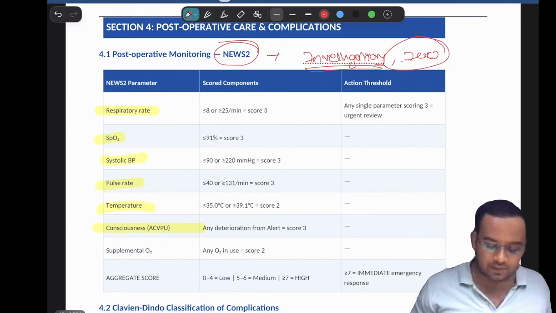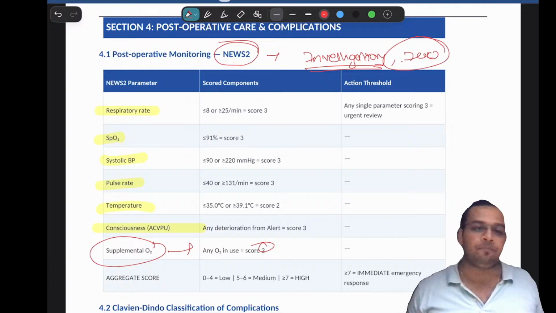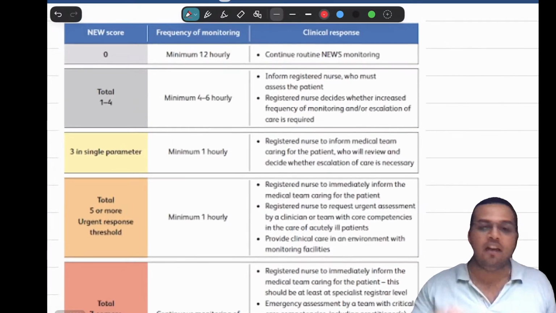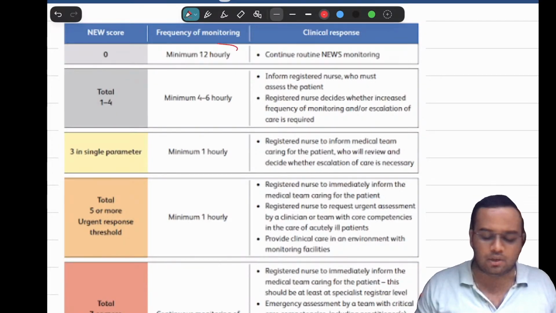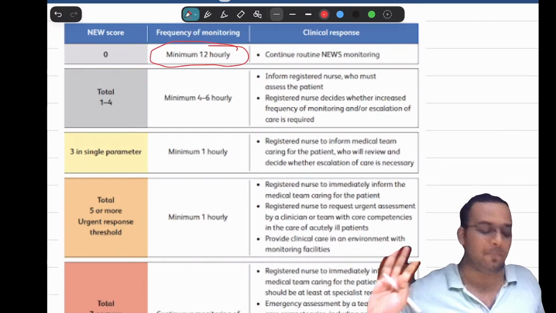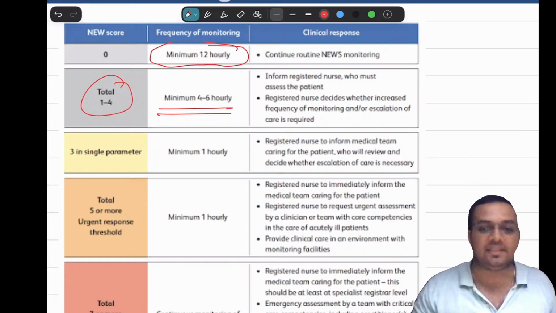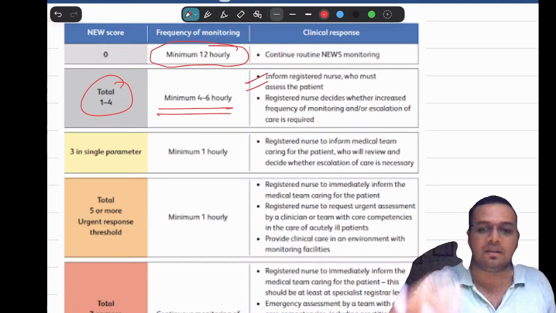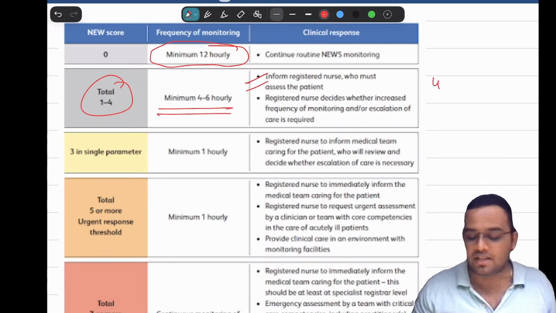And whenever a patient requires oxygen, any requirement of oxygen is going to add 2 to the score. So why is it important? Because if we look at the table of the score, whenever there is a 0 score, so no changes post-operatively, then 12 hourly monitoring is fine. In case the score rises to 4, it means the patient needs at least 6 hourly monitoring, because some parameter, either SpO2, breathing rate, BP, or heart rate has changed, and because of that you need to monitor the patient 4 to 6 hourly.